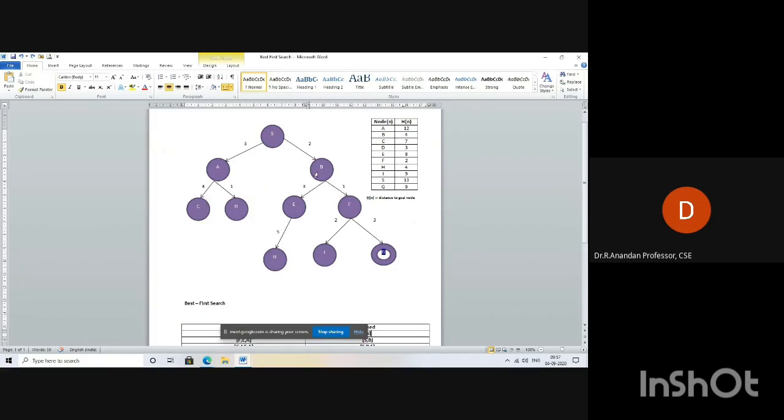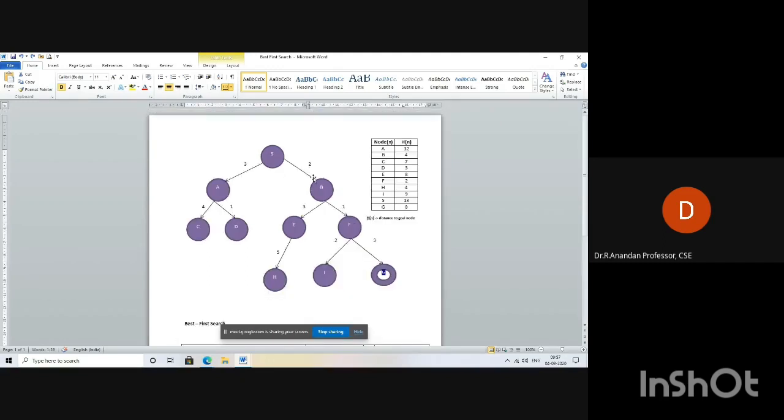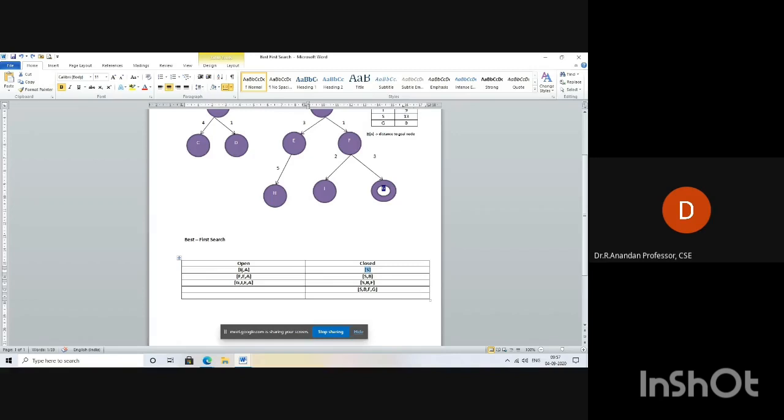So I am taking the left side A and the right side B. The distance from A to the goal state is 12, and from B to the goal is 4. The minimum here is 4, so I am moving this way. This node I have already visited, so I am marking it as S. The nodes I am going to visit are A and B, so I am writing A and B here.